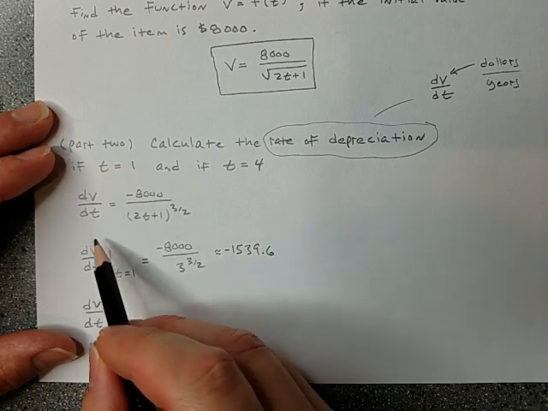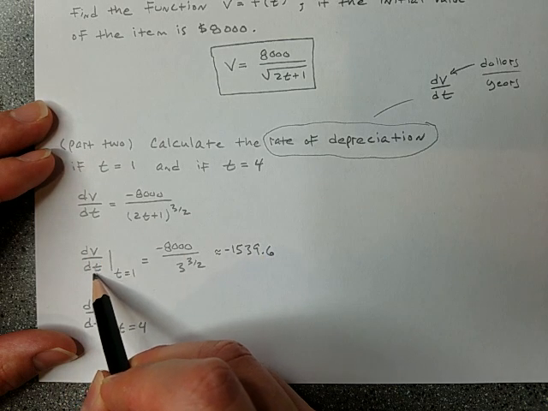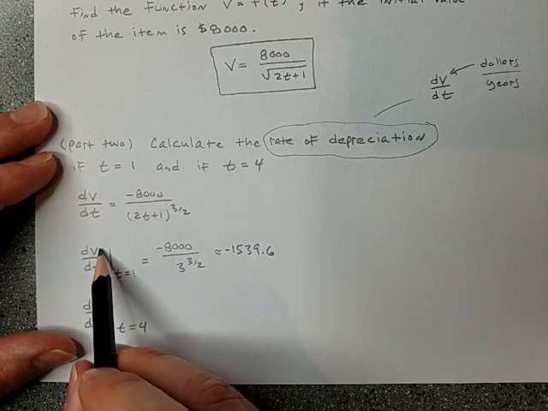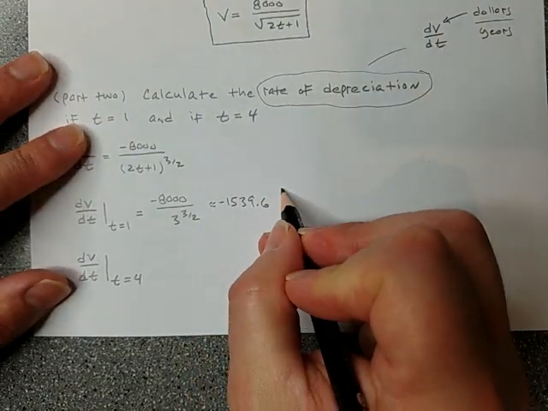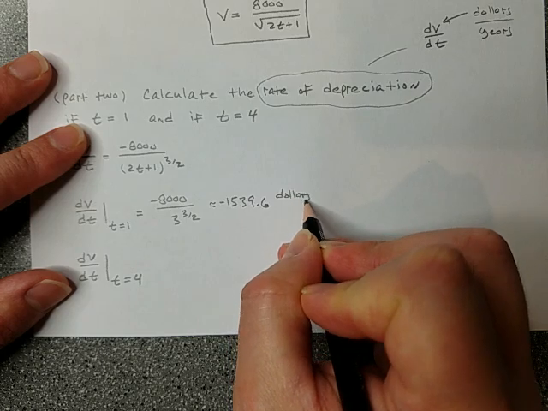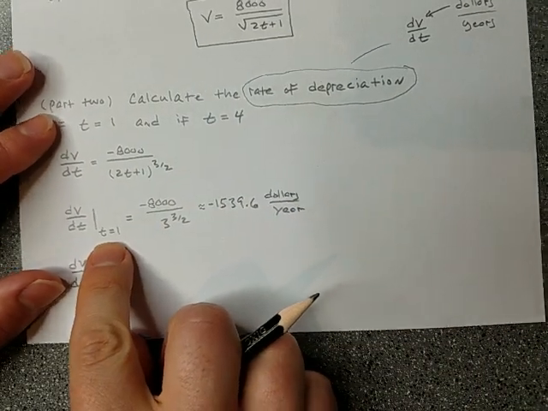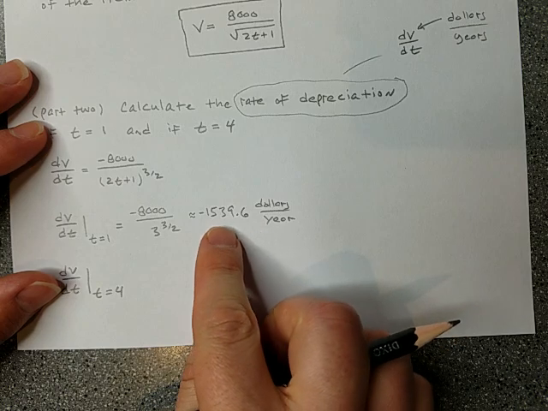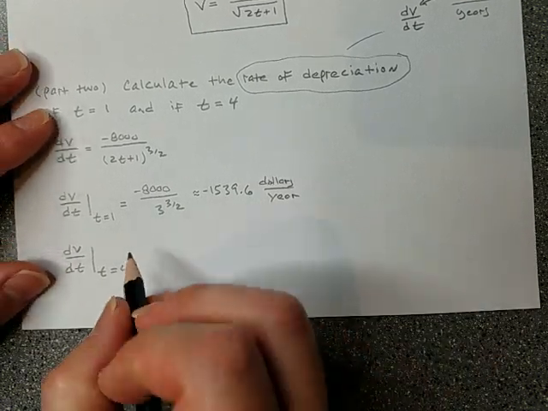The units of a derivative are the units of the variable on the top over the units of the one on the bottom. Well, that's dollars and years. So that's how we can understand this number. That's dollars per year. So 1 year after purchase, it's losing its value at about $1,500 per year. What about at 4?